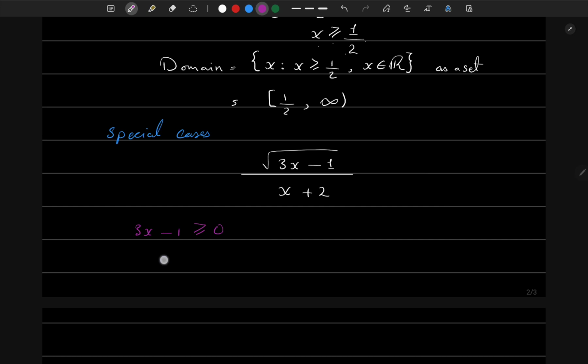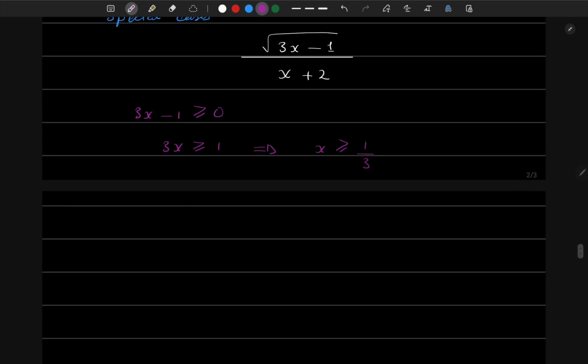And so 3x is greater than or equal to 1, and so x has to be greater than or equal to 1 over 3. Okay then. We look into the other option here. I need to make sure that in the denominator, x plus 2 does not equal 0. So if x plus 2 equals 0, then x equals negative 2.